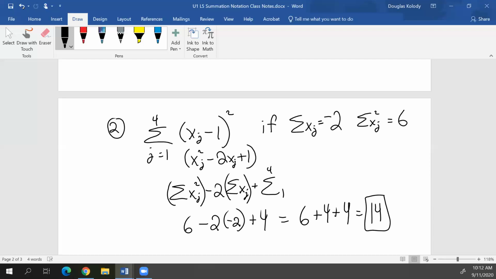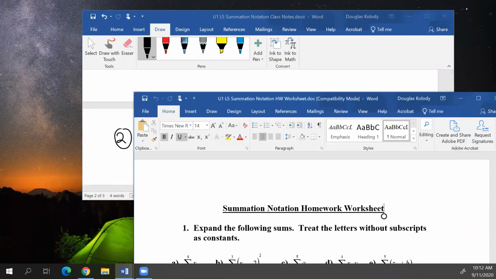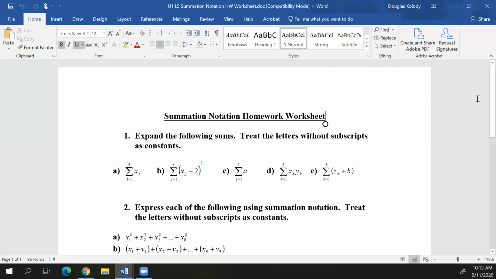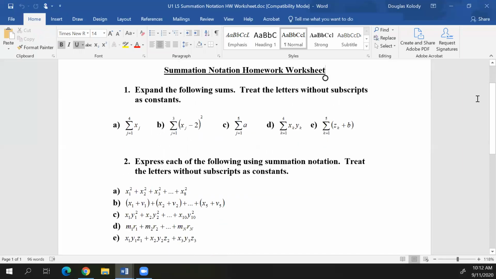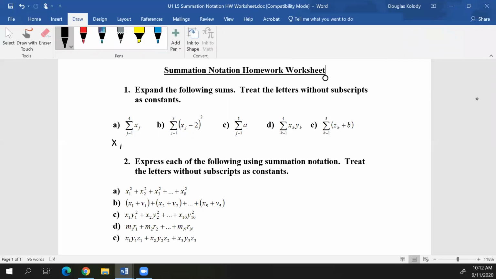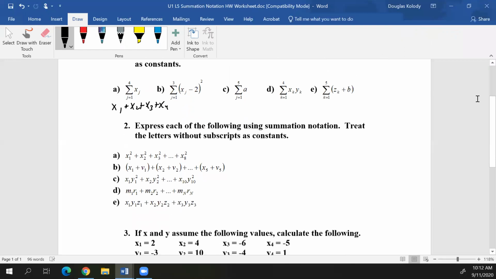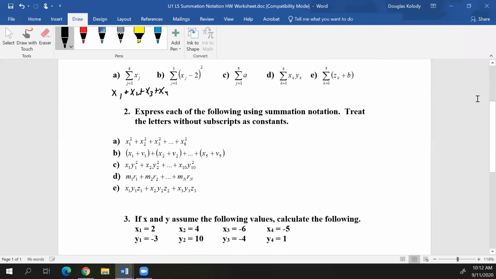What's your homework? Let me get to the homework right here. Okay? This is your only homework. It's a worksheet, nothing from the book. The first problem says to expand. So you're just doing, in this problem in particular, x sub 1 plus x sub 2 plus x sub 3, I'm sorry, plus x sub 4. Okay? For examples like number 2, you're contracting, you're writing it as a sum.